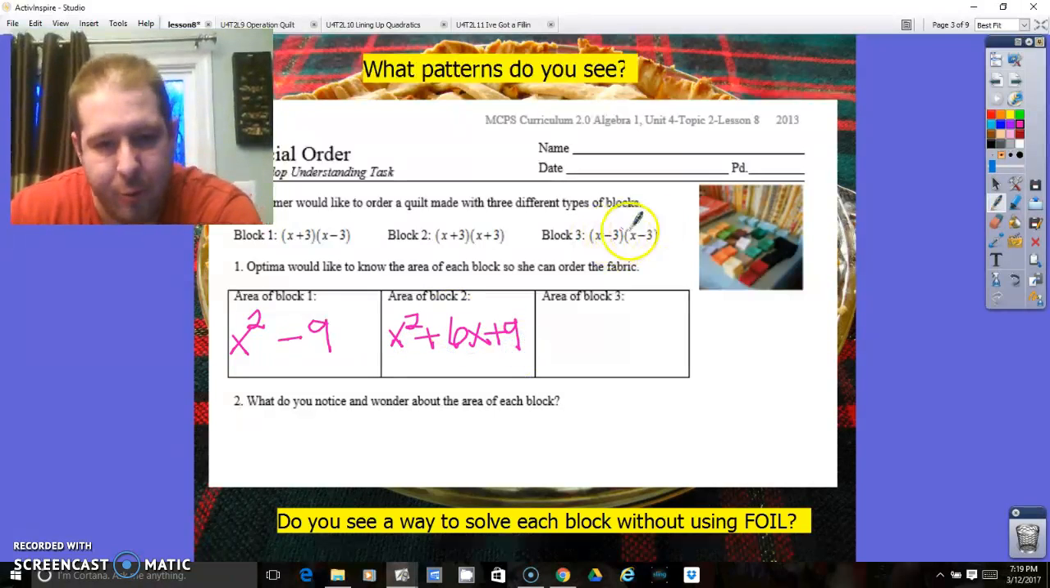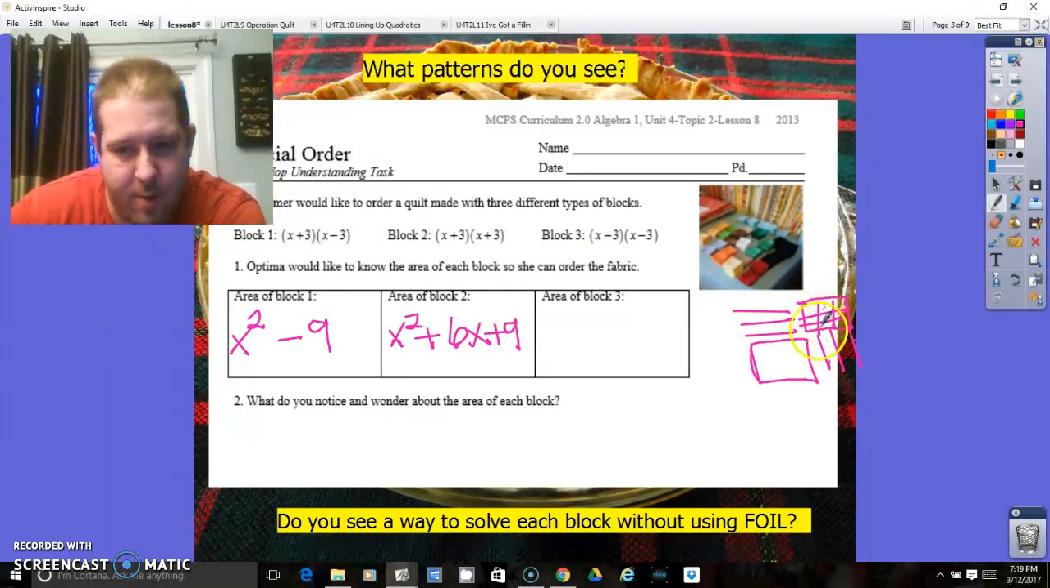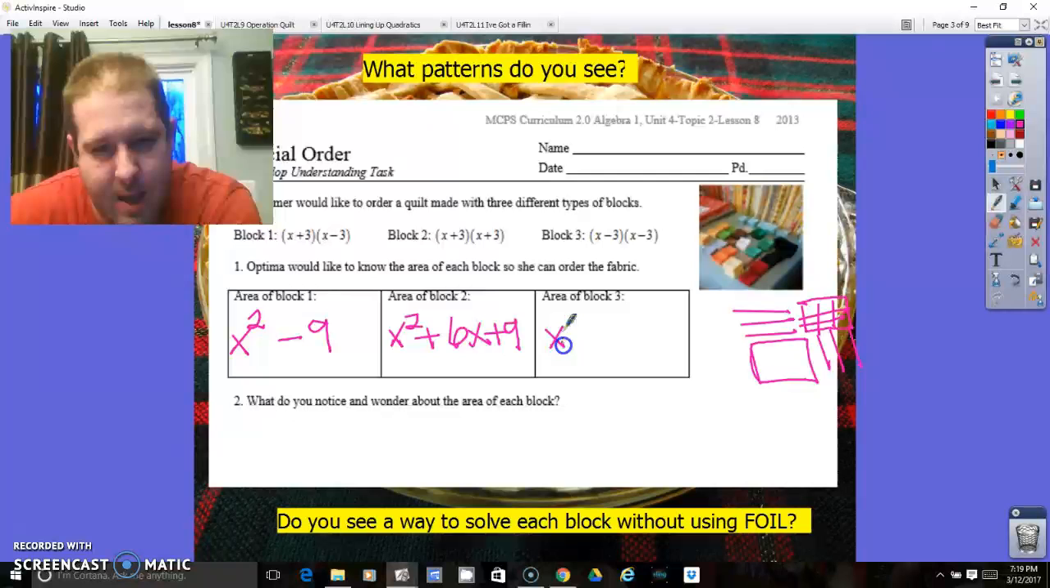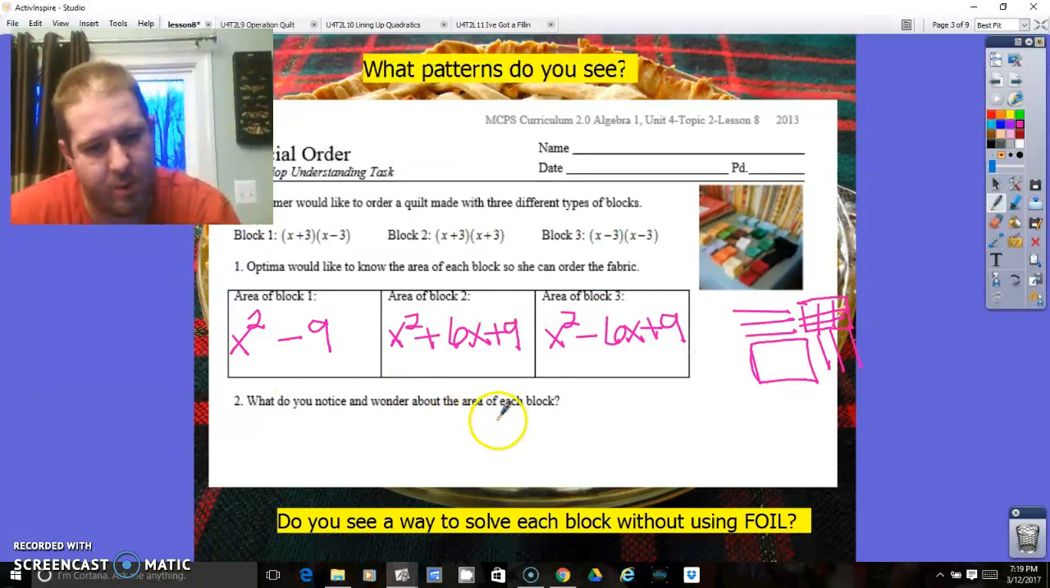And if you do 3 red longs going in both directions, once again, still a square. So once again, this is flat, so you got 1, 2, 3 longs here, 3 longs here, and you would end up having to put 9 little units right there to complete the square. So that's x squared minus 6x plus 9. What do you notice and wonder about the area of each block?